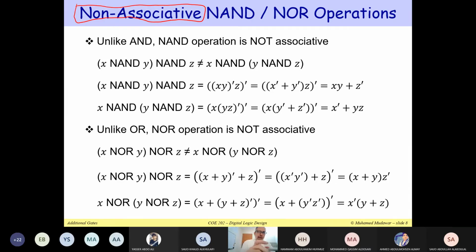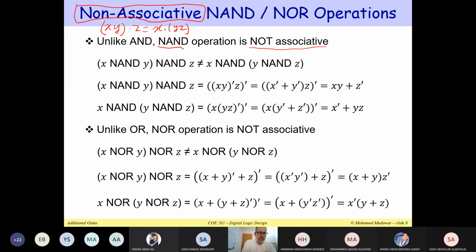So in the case of AND, if I take X and Y, take the result and Z, it's the same thing as X and Y and Z. So the order of the ANDing does not really matter in the case of AND. But NAND is not associative, so you have to be very careful when you are dealing with the NAND gate. Okay, so this is different. The NAND is not the same thing as the AND.